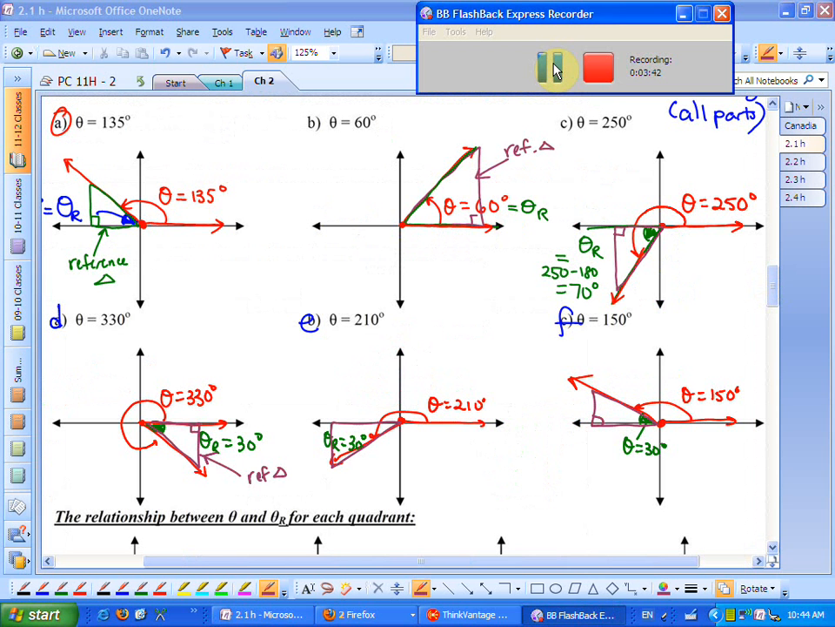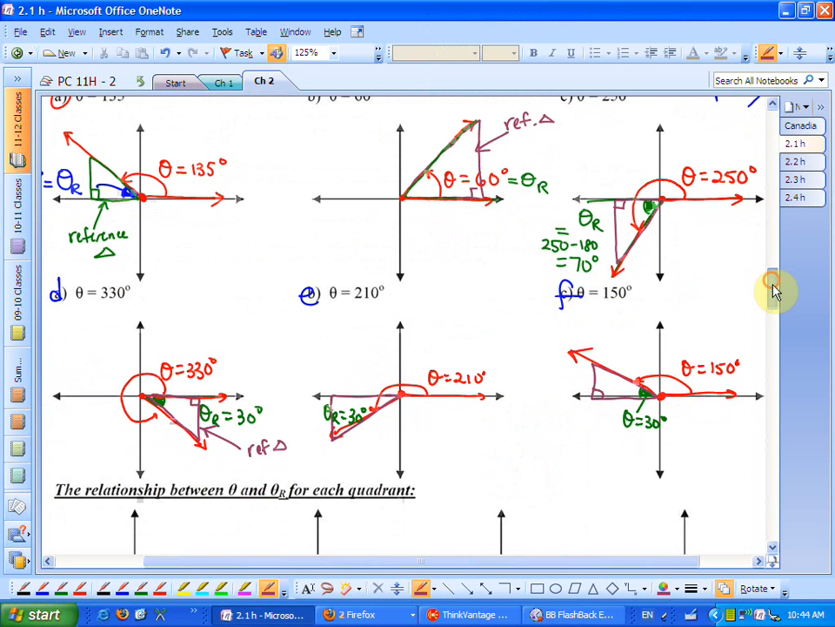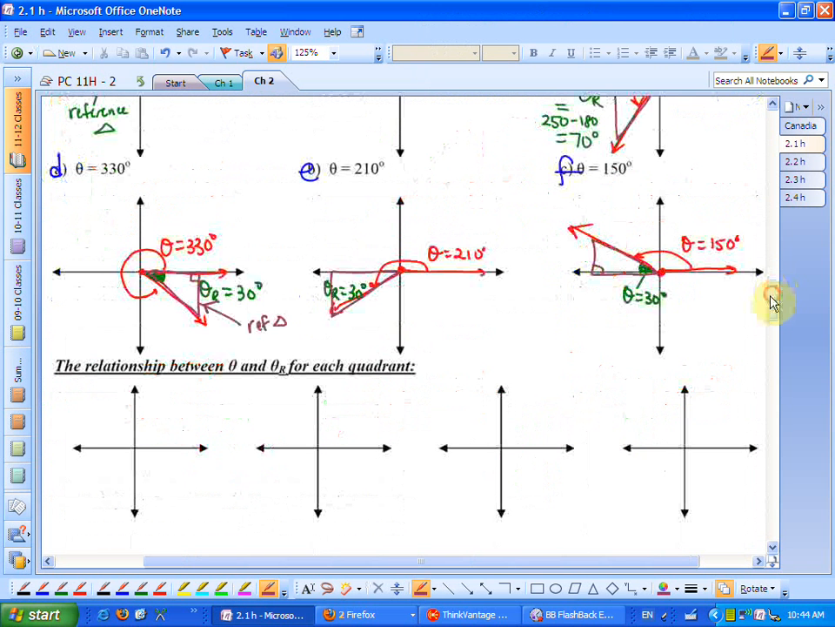Now, what I'd like to do right now is summarize the relationship between theta and theta r in each quadrant, so hopefully this will give you a good way of figuring out the reference angles. I've got 4 different pictures here, so let's label this as quadrant 1, and this picture as quadrant 2. Please write this in. Quadrant 3, and also quadrant 4. I'm going to draw standard position angles in each of these quadrants, and then I'm going to ask you to help me figure out the relationship between theta and theta r. So let's draw them in.